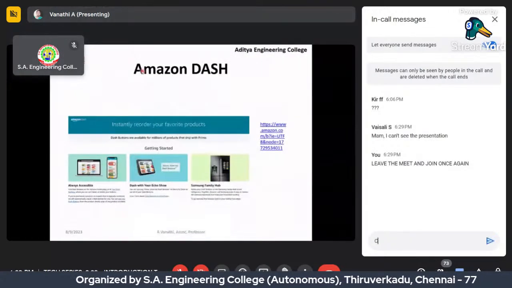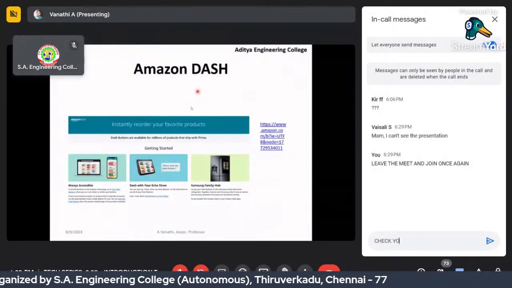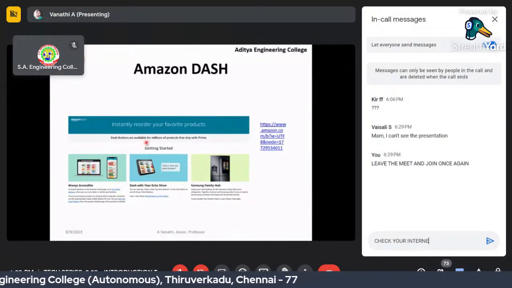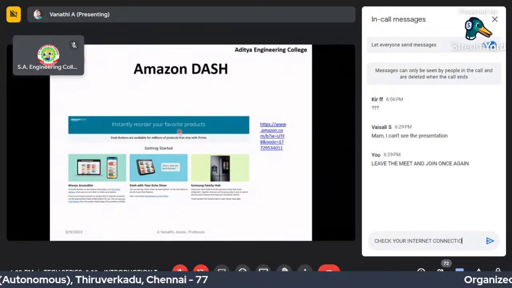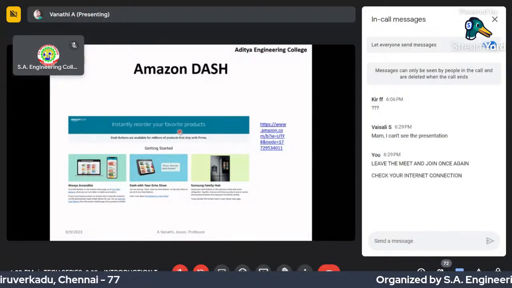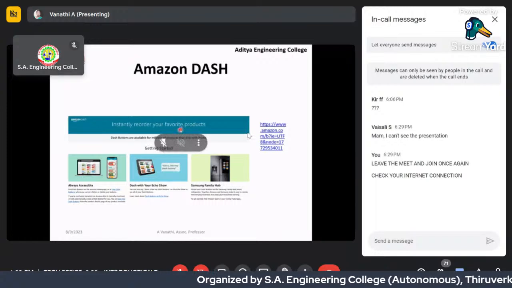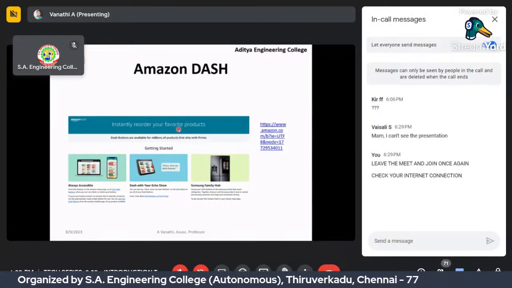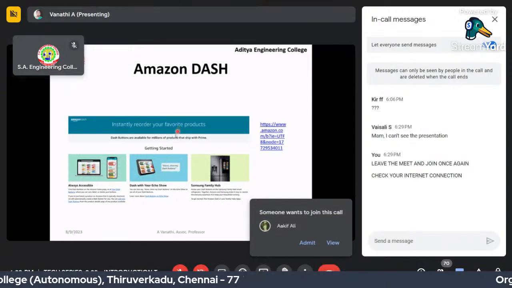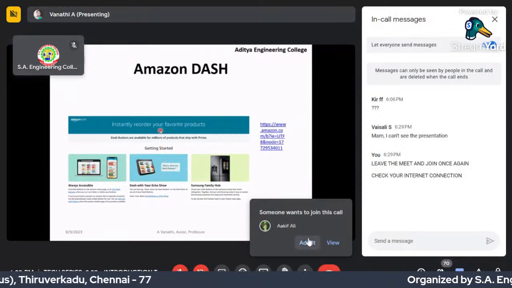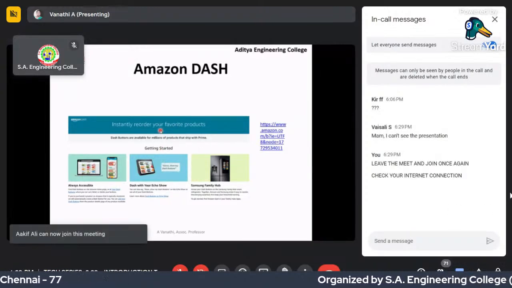This is another one which is called an Amazon Dash, which is mainly used to reorder your favorite products. Some aged people will be going to purchase medical products also. This is the one which makes a product automatically purchased. Suppose I have purchased 100 tablets today. After the 100th day, it automatically reorders for you. So it keeps people connected always.